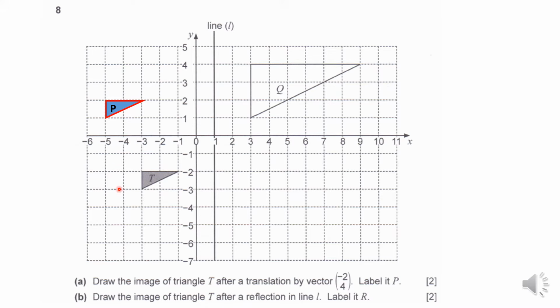Then they say draw the image of triangle T. Again, we focus on triangle T. It is the object, so you are supposed to reflect it. So here you have a line. Remember, in a reflection every point is exactly the same distance from the line of reflection. So for 2 points, your reflection should be somewhere around about there.